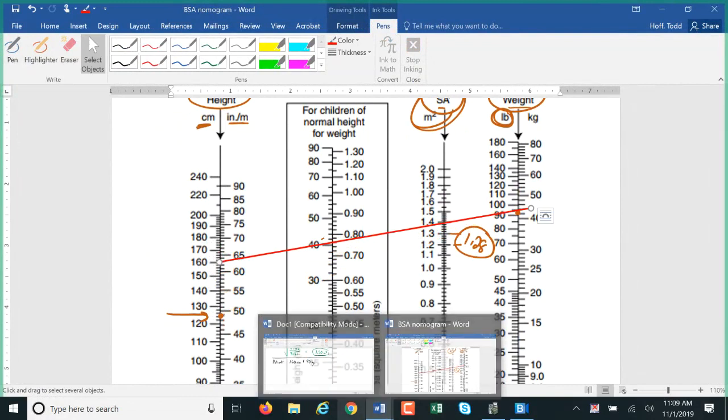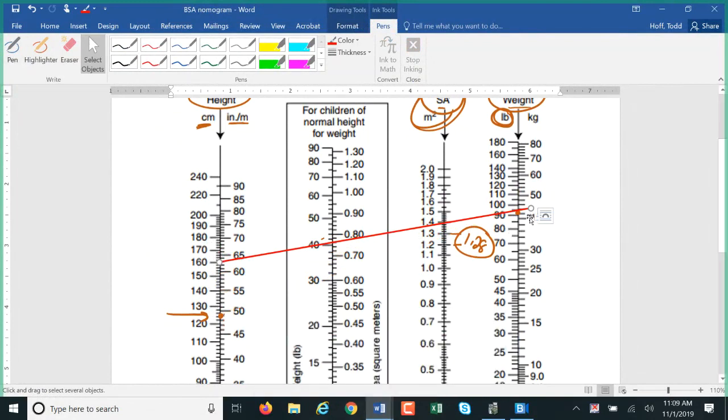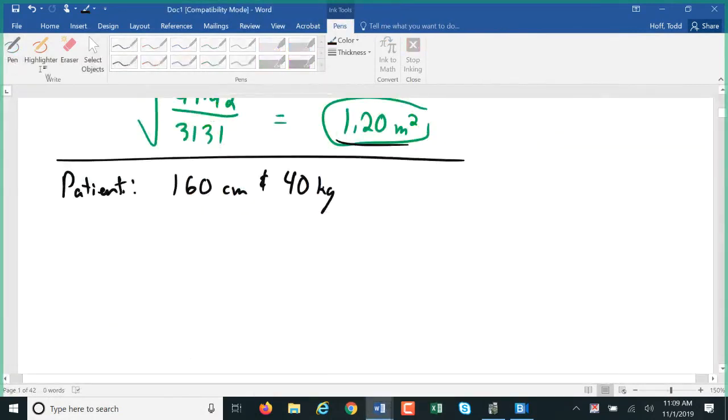What did I say? 40 kilograms. So 40 kilograms are on the right side over here, so we're trying to get that to go through the 40 kilograms. Right about there is where it goes through. On our nomogram, that's between 1.3 and 1.4. Maybe slightly below 1.35. Looks like probably 1.34. Let's go with that, 1.34 for now.